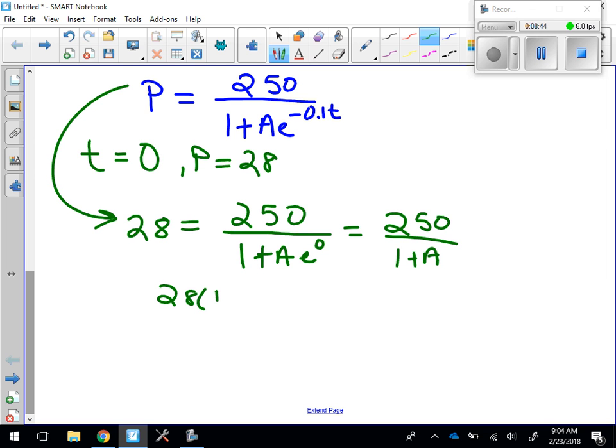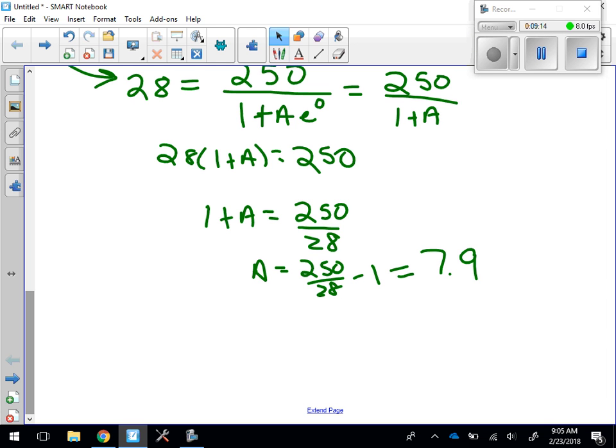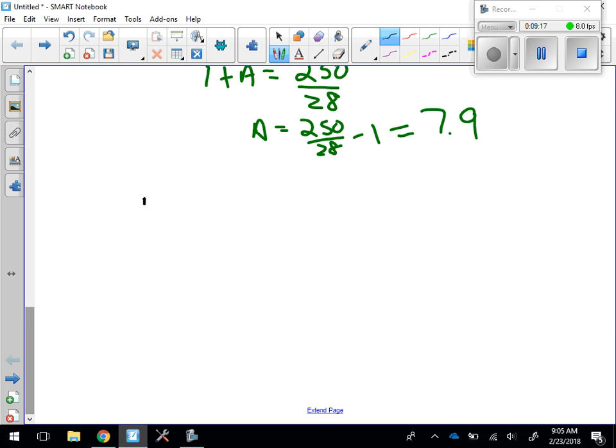Sure, if I cross multiply, I get 28 times (1 plus A) is 250. 1 plus A is 250 over 28, so A is 250 over 28 minus 1, which is what? 7.9. Is Gianni right? Okay. So that means that my equation here is P is equal to 250 over 1 plus 7.9 e to the negative 0.1 t.